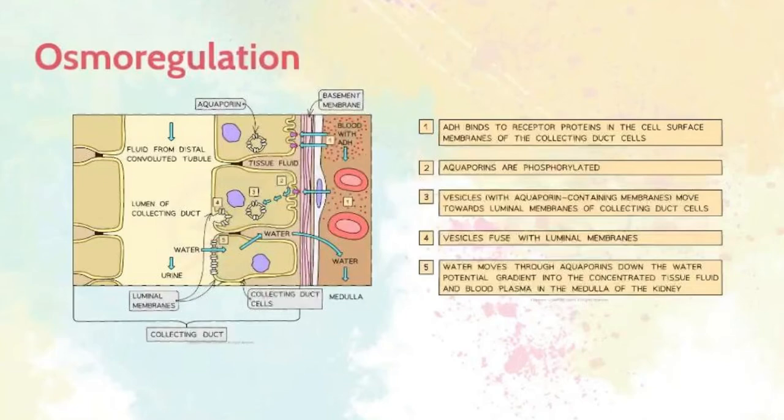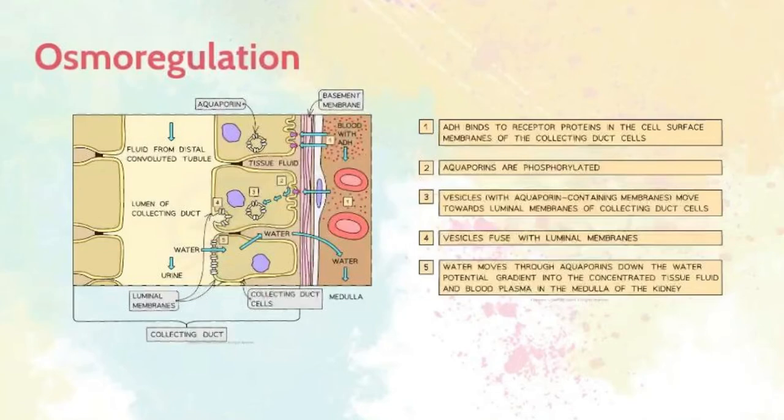ADH molecules bind to the receptor proteins, activating a signaling cascade that leads to the phosphorylation of the aquaporin molecules. The aquaporin then becomes activated essentially by this phosphorylation, which causes the vesicles to fuse to the luminal membranes of the collecting duct cells. So therefore the aquaporins go from being inside of the cell to being at the cell surface, increasing the permeability of the membrane to water.